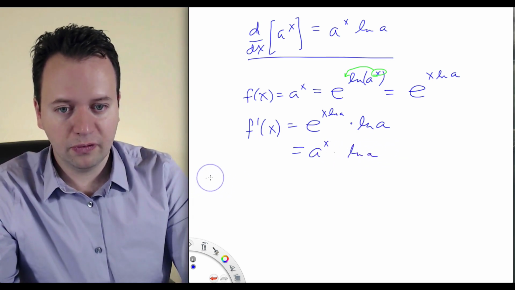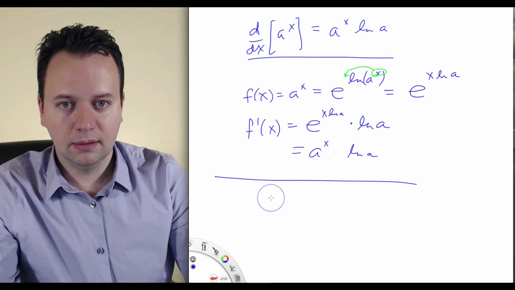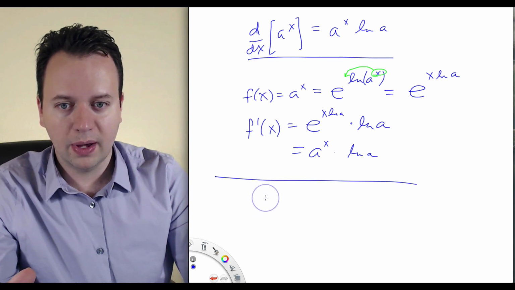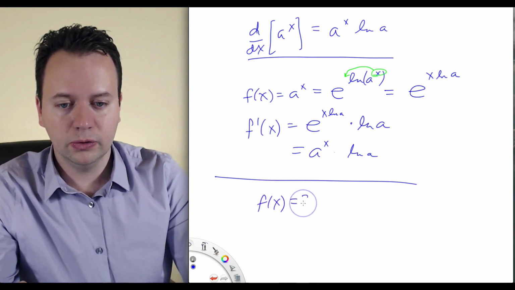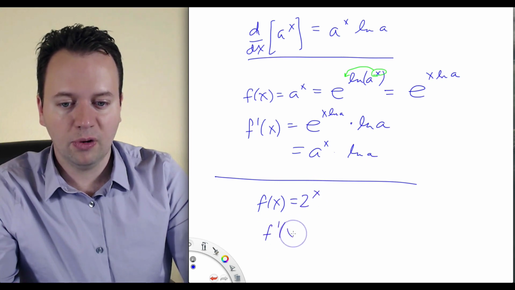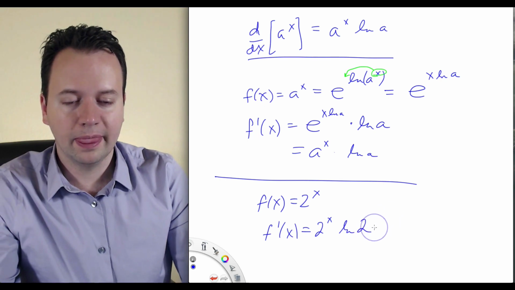So the derivative is a to the x times the ln of a. So an example of this: suppose we have f of x is equal to 2 to the x, then f prime of x is equal to 2 to the x times the ln of 2.